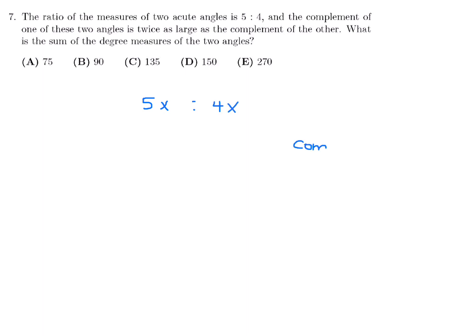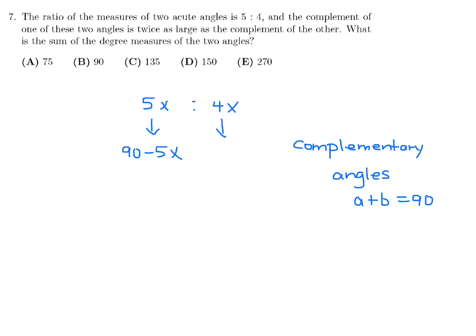Now, do you remember what complementary angles are? Complementary angles basically means two angles that add up to 90. And supplementary angles is two angles that add up to 180. So the complement of this guy would be 90 minus 5x. And the complement of that guy would be 90 minus 4x.